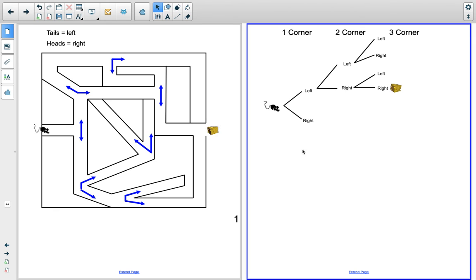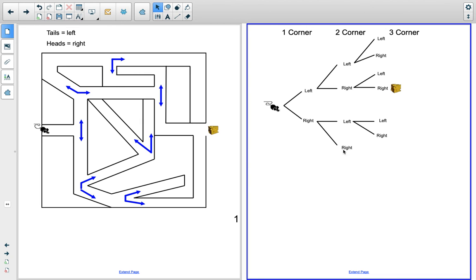At the first corner here, he can go left and right again. So let's say he goes right, and then he's got a decision to make, left or right, but both the left and right choices here end up with nothing. So if he goes right, left, left, nothing. Right, left, right, nothing.